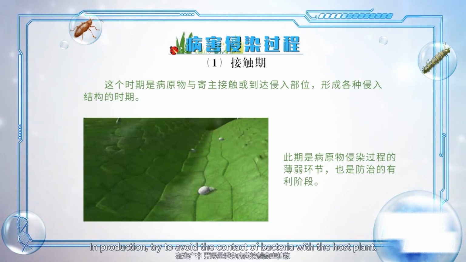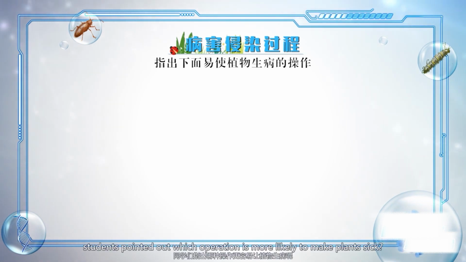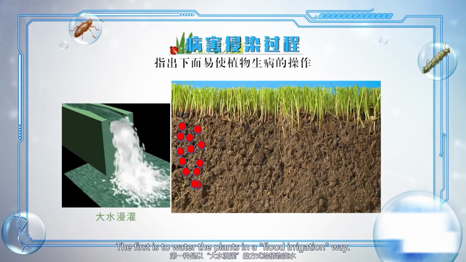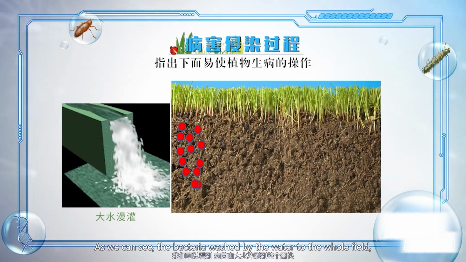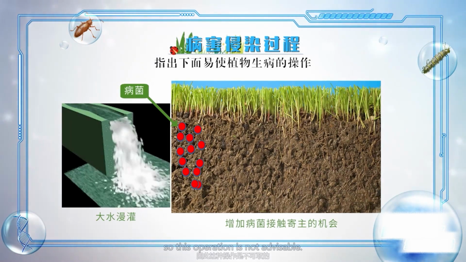In production, try to avoid the contact of bacteria with the host plant. Let's take a look at the following operations. Students, point out which operation is more likely to make plants sick. The first is to water the plants in a flood irrigation way. As we can see, the bacteria are washed by the water to the whole field, which actually increases the chance of the bacteria contacting the host. So this operation is not advisable.